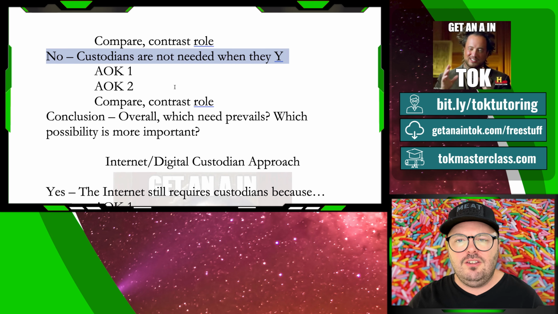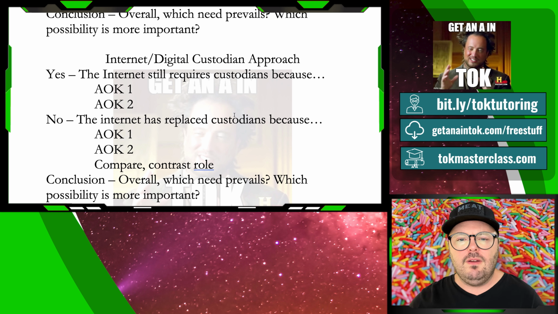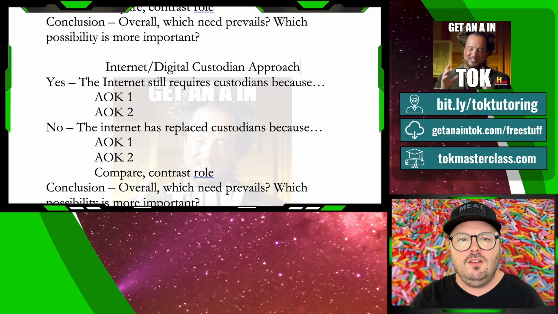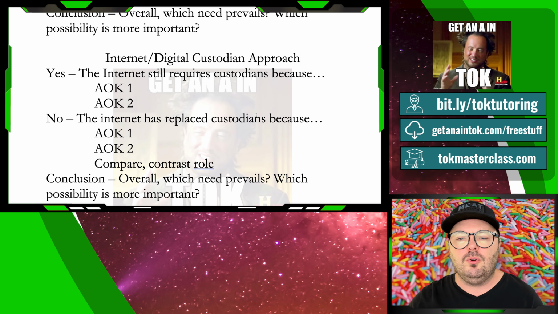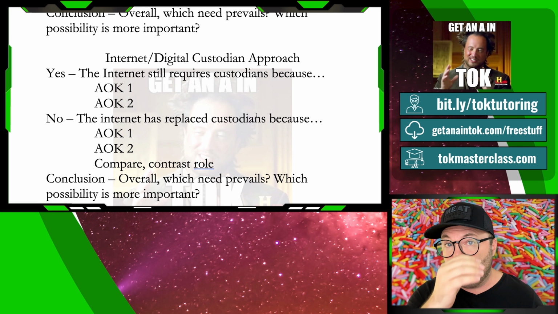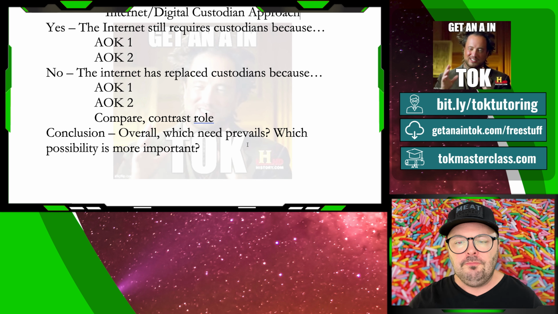And then finally, did I bold these? No, I didn't bold. They go like this. Come on, formatting. Yes, the internet still requires custodians because, and no, the internet has replaced custodians because. So we're talking about what the internet has done in all of our evidence. Again, totally fine. Just lay the framework in your introduction. For all of my examples, in all of my exploration of this title, I am talking about today's world because we live in an age where knowledge is gained from the internet. Bam, you can do this.